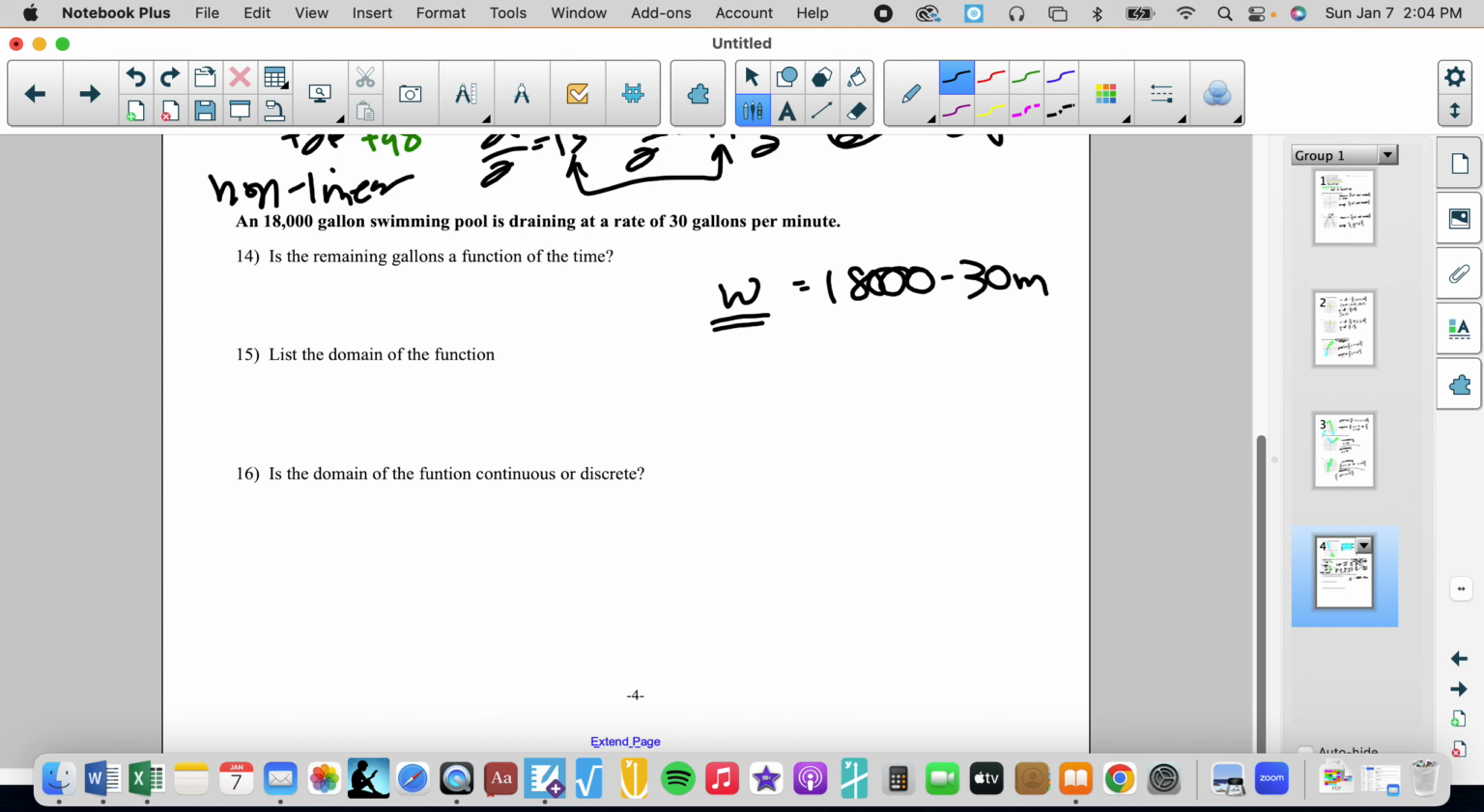Is the remaining gallons a function of time? Yes, it's a function of minutes. List the domain of the function. When you say list the domain, it doesn't say state the domain, it says list the domain of the function. What are the values? If we had to graph this, what are the values? Well, we're going to start at 18,000, that's how much water, and then time. So this is water remaining. This is minutes. That's at 0 minutes.